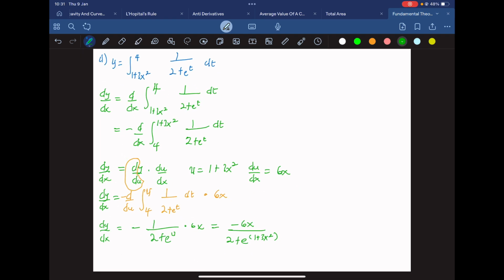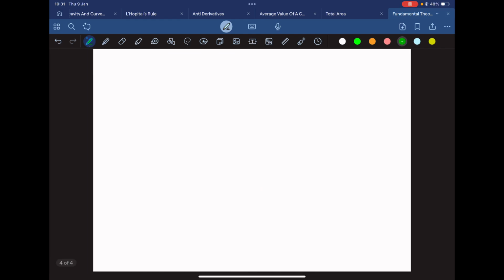Okay. Let's move on. Let's look at a different question. So we have y equal to the integral of 0 to sine x of the t out of square root of 1 minus t squared.